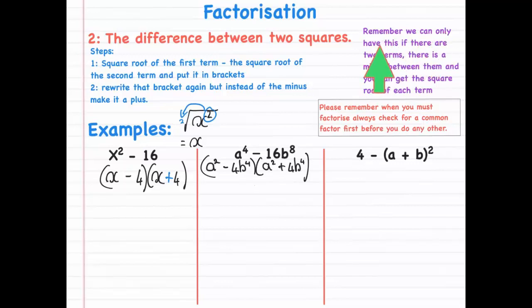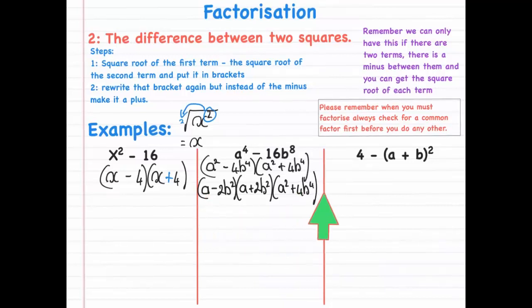Remember, we can only have the difference between two squares if there are two terms, there is a minus between them, and you can get the square root of each term. So let's do that. What's the square root of a to the power of 2? That will just be a, minus, and the square root of 4b to the power of 4 will be 2b to the power of 2. Put it in brackets, rewrite this bracket, change the minus to a plus. And then what about this last bracket? Can I just forget about it? No, I have to write it down. So that will be a to the power of 2 plus 4b to the power of 4. And now I am done.